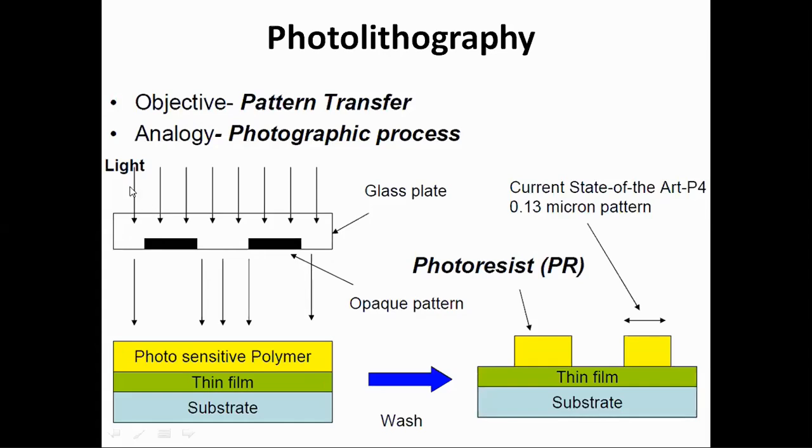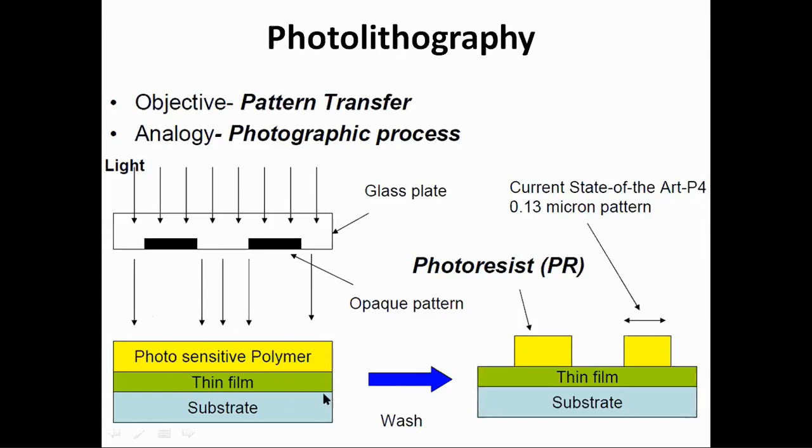So UV light would pass through the transparent portion, and it would be reflected back by the opaque portion. So this portion of the photoresist would be exposed to UV light. However, this portion would be unexposed. And assume that if it is a positive photoresist, then anything which is exposed would be etched out when you put it in the developer solution.